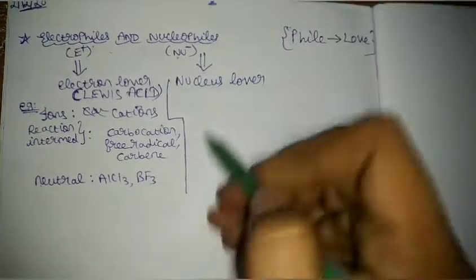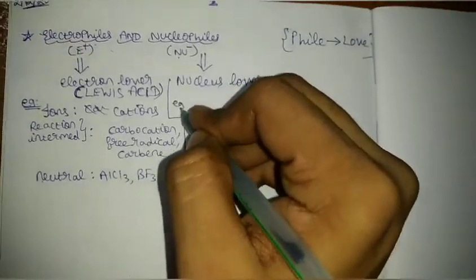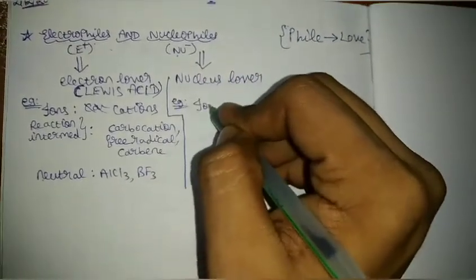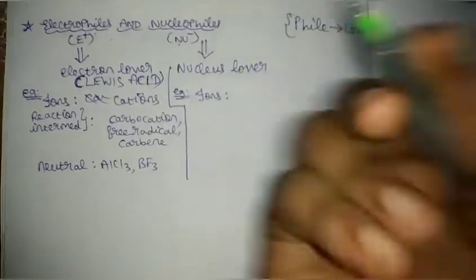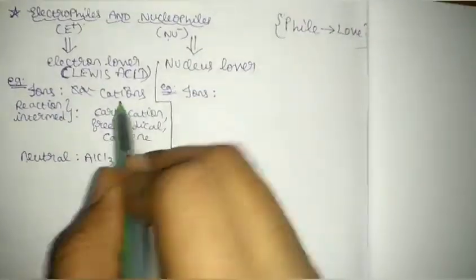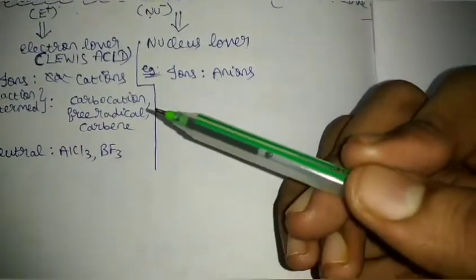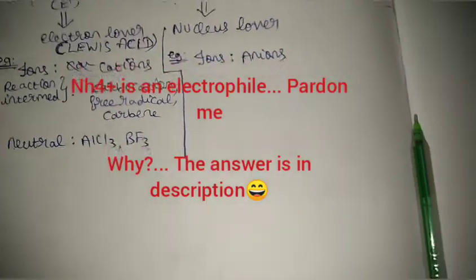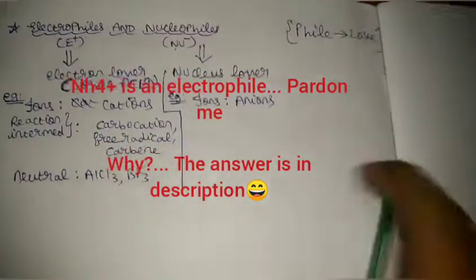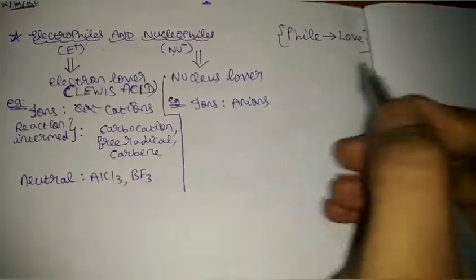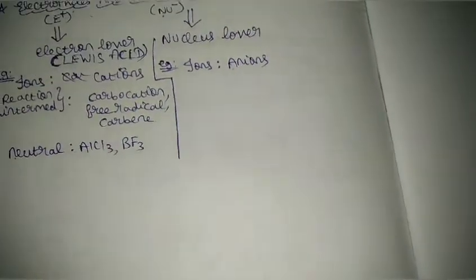And similarly, you can take nucleophiles also. You can just pause the video and try it out. It's simple. So for ions, if it is cations for this one, it will be anions. Cations mean positively charged species, for example H plus, NH4 plus, and so on. And anions you can take as OH minus, Cl minus, etc.